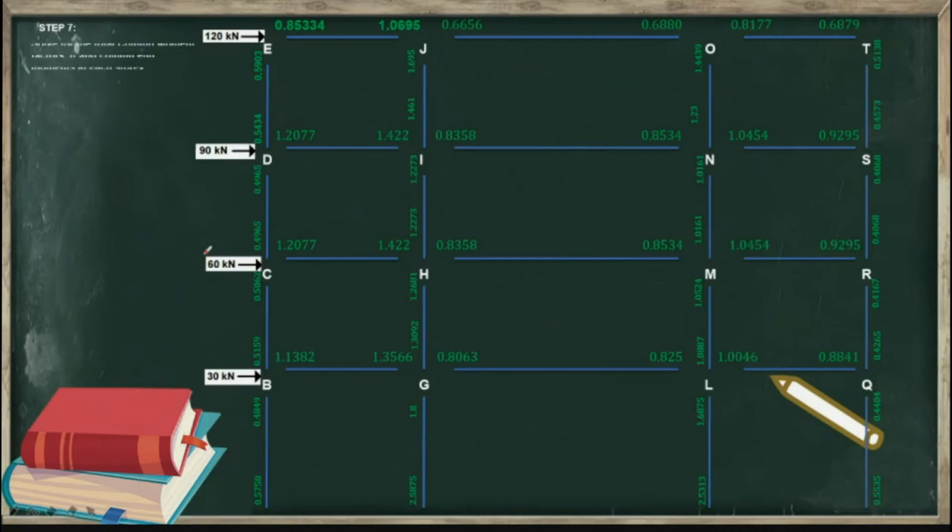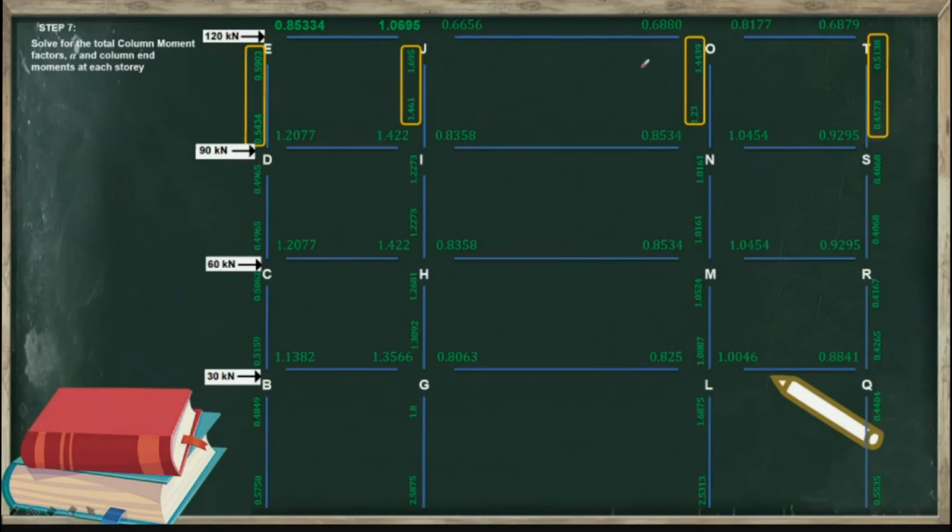So, sa step 7, solve for the total column moment factors, alpha, and column end moments at each story naman. So, dito, ang unang gagawin is kukunin natin yung summation ng bawat column per floor. So, dito kay 4th floor, we have summation of column factors is equal to 7.9347. So, sum up lang natin lahat yan, yung mga nakabox natin. Dahil gagamitin natin siya sa formula ni alpha.